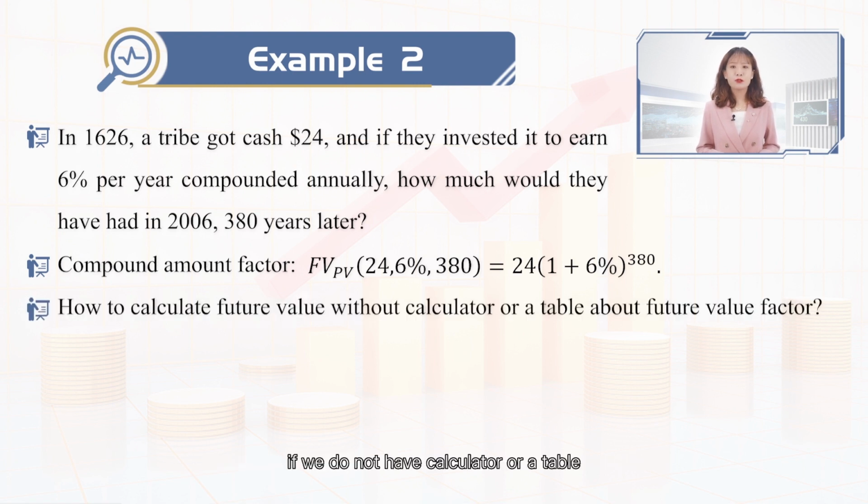Obviously, a calculator or a table about future value factor is required. Well, if we do not have a calculator or a table, how can we get the future value? Is it possible? The answer is yes. There is a handy rule of thumb that can help us estimate future values. It is called the rule of 72.